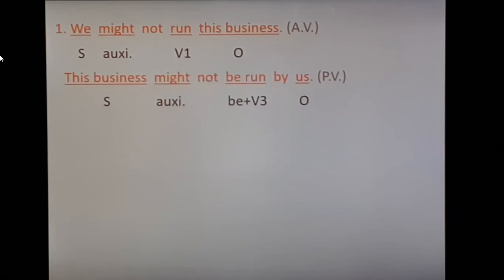Let's turn this to passive. This business will come in the beginning. This business might, then you have to put not, then add be, and then V3 form. So run, by we becomes us in passive voice. This business might not be run by us.